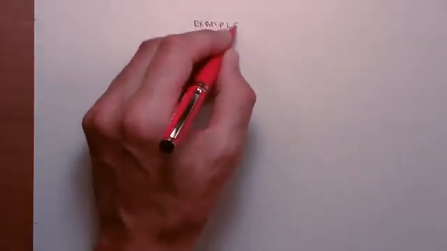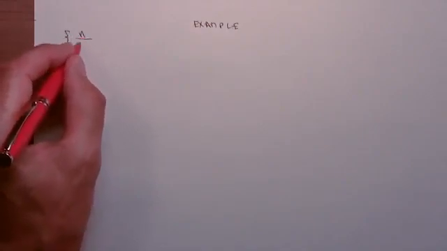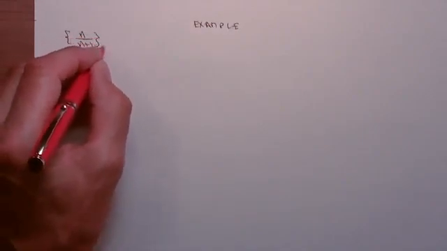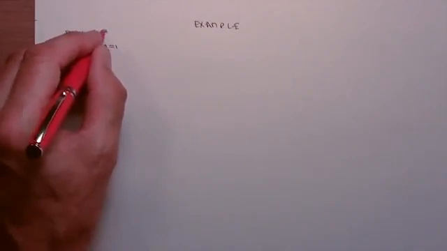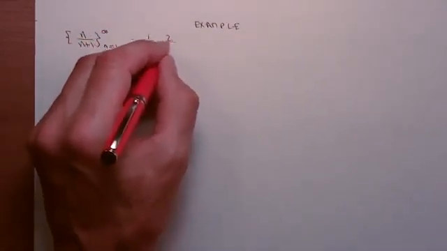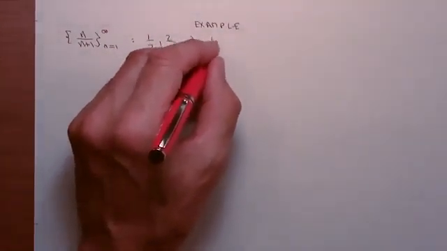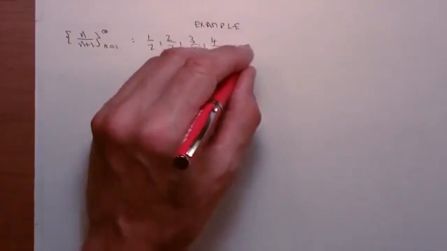Okay, let me give you one more example. And let me look at this sequence, n over n plus 1, from n equals 1 to infinity. That's the sequence 1/2, 2/3, 3/4, 4/5, and so on.